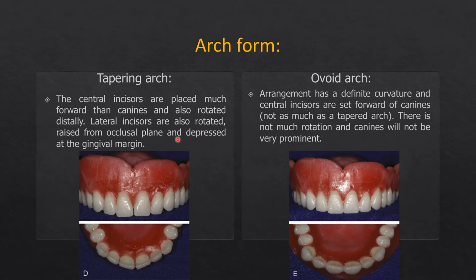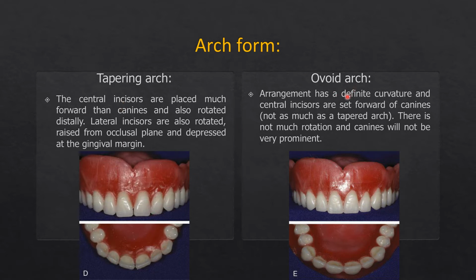The lateral incisors are also rotated and raised from the occlusal plane, and they are depressed at the gingival margin. That is, the cervical margin of the lateral incisors is more towards the wax or towards the gum, and they appear more proclined in a tapering arch form.